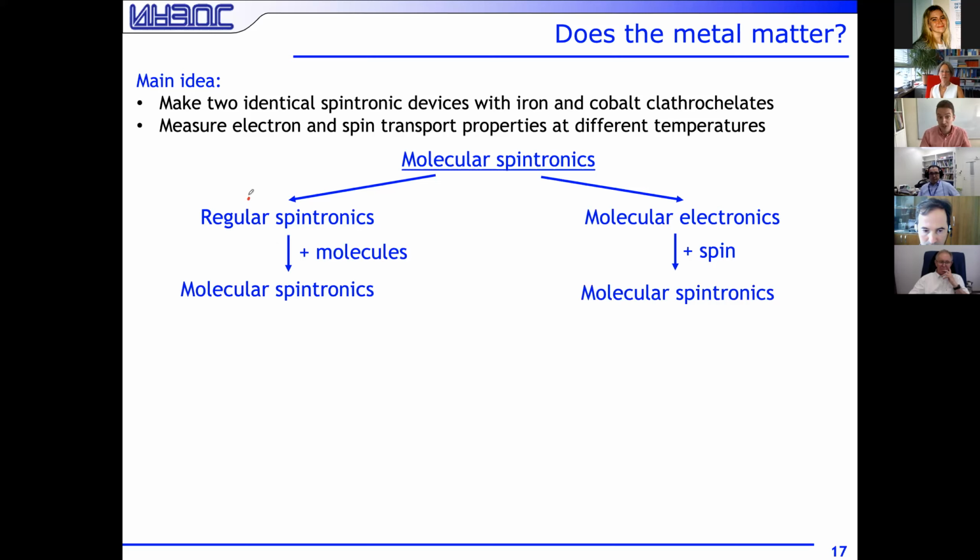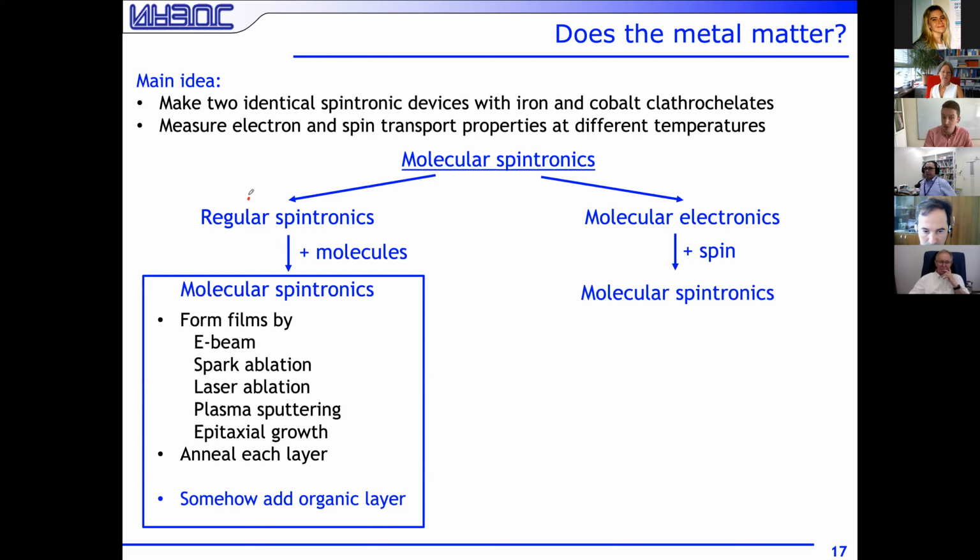It seems that it's almost the same approach, but technically it's a completely different way of studying and making devices. In the regular spintronics field, people usually pay a lot of attention to making really nice ferromagnetic films. They use very advanced techniques for making the ferromagnetic layers. It could be metals, but it could also be some oxides, which are also ferromagnetic. They carefully anneal each layer at a specific temperature to make sure that they have the exact structure, which benefits the spin transport. And here, from the organic point of view, we just need to somehow add some organic layer.